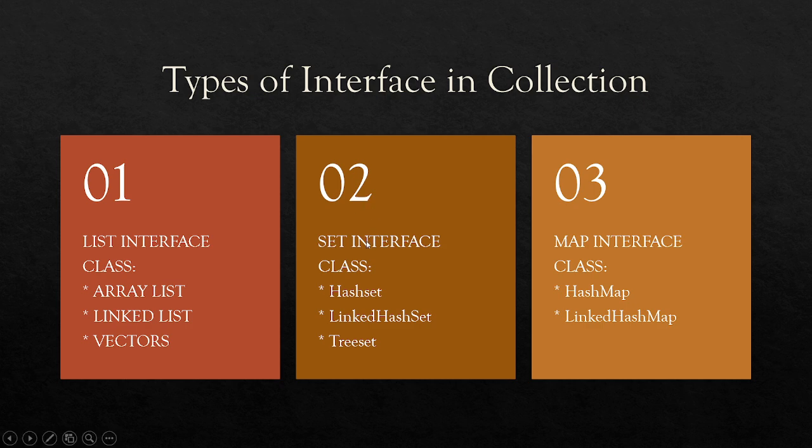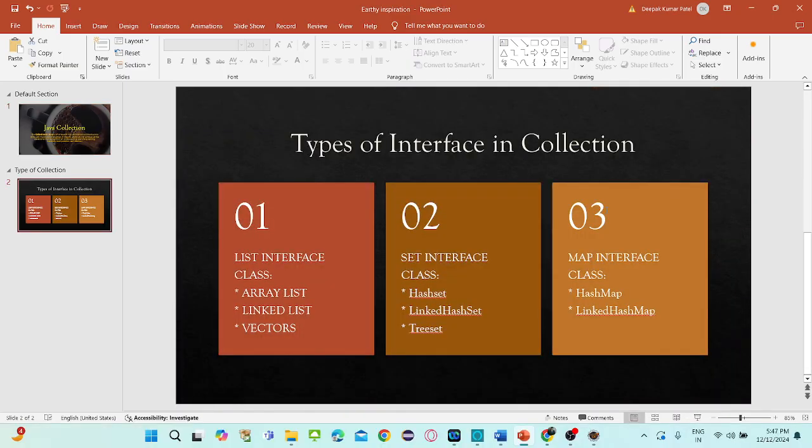The next one is the Set interface. In Set, the most usable classes are HashSet, LinkedHashSet and TreeSet. Then the next one is the Map interface, which has classes like HashMap, LinkedHashMap and so on. In the Map interface we work with key and value pairs. It is the most usable interface for any tabular structure. We'll discuss it in detail later, going through them one by one.